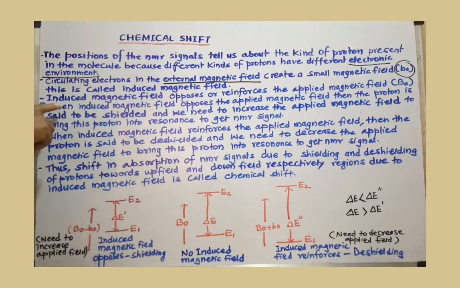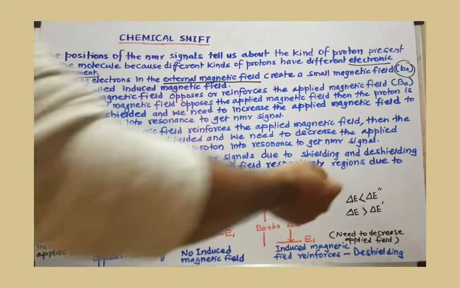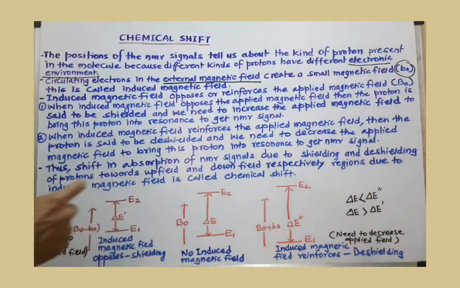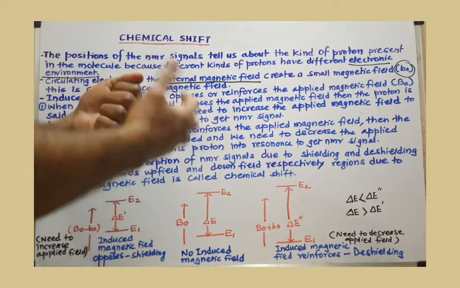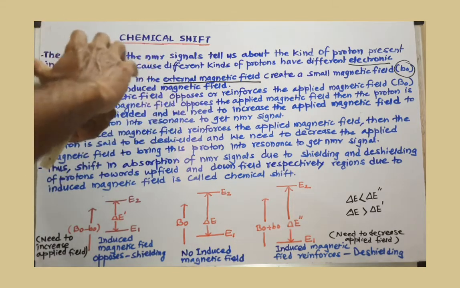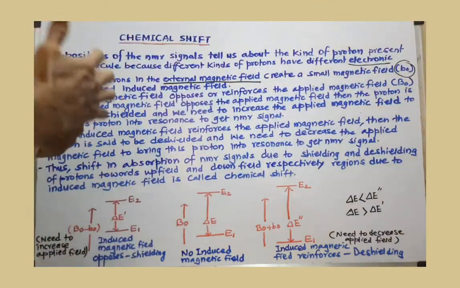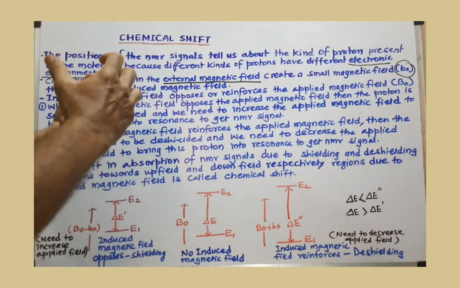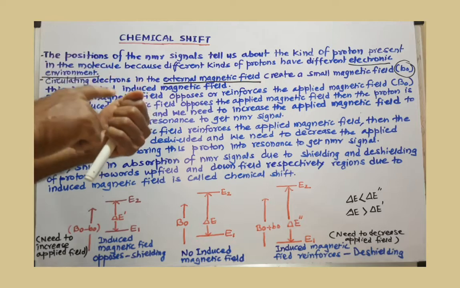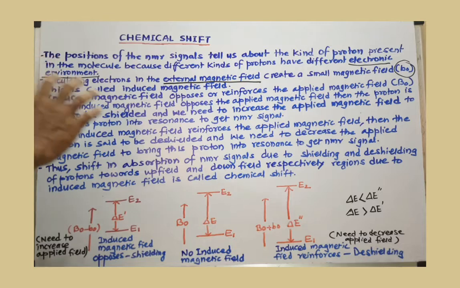Now coming to the next point, when the induced magnetic field opposes the applied magnetic field. Opposes means B0 minus B0 magnetic field, the proton is said to be shielded, just like that shield, as if that proton is shielded by the induced magnetic field. Suppose the direction of the magnetic field is this one, and the induced magnetic field actually protects our proton from the external magnetic field. So the field experienced by this proton is less than B0. We call that the proton is shielded.